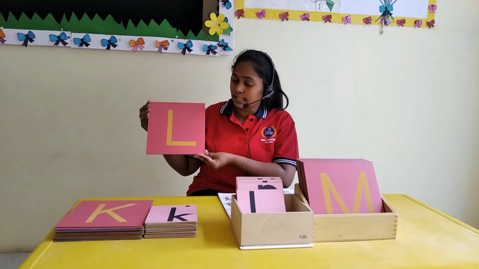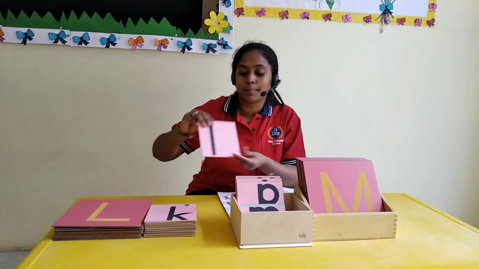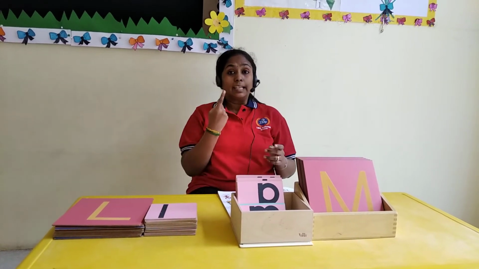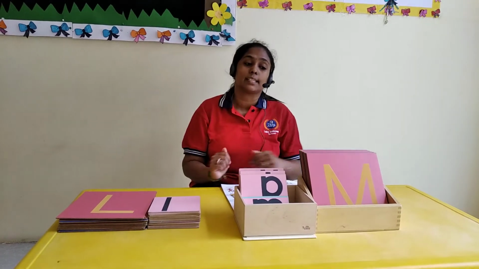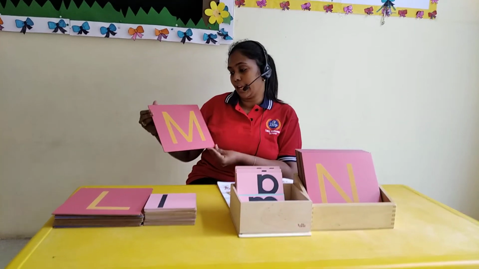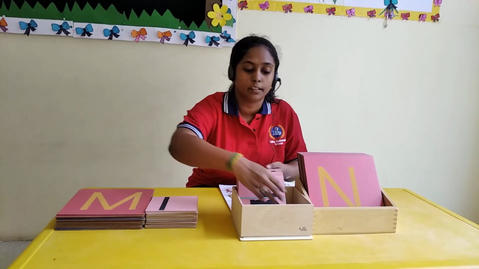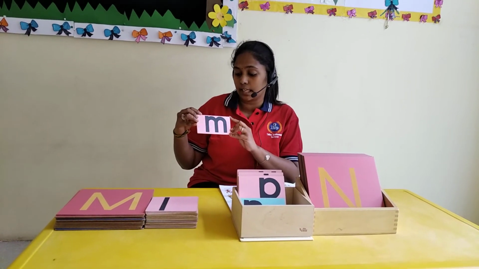Now this is L. L is the letter and it makes the sound L. L is nothing like licking a lollipop, right? So how you lick a lollipop, that's the action for L. So L as in lollipop, L as in lemon, L as in leaf. Now next comes the letter M. M is the letter and it makes the sound, the lowercase letter m.